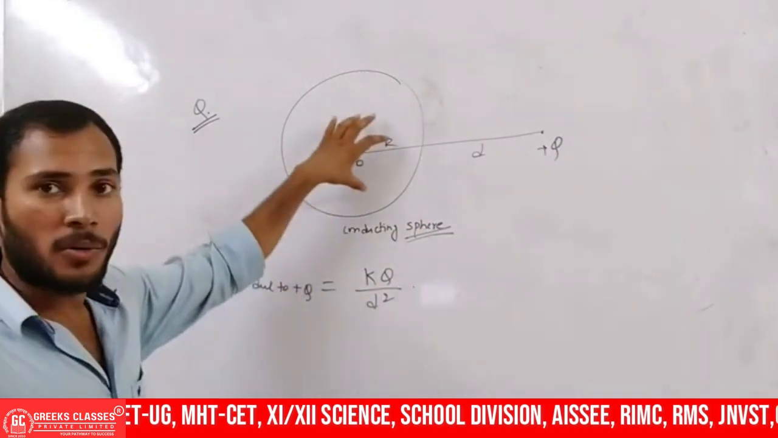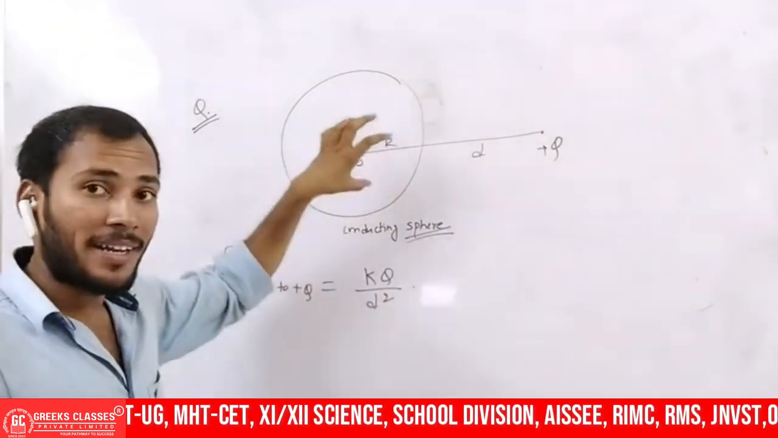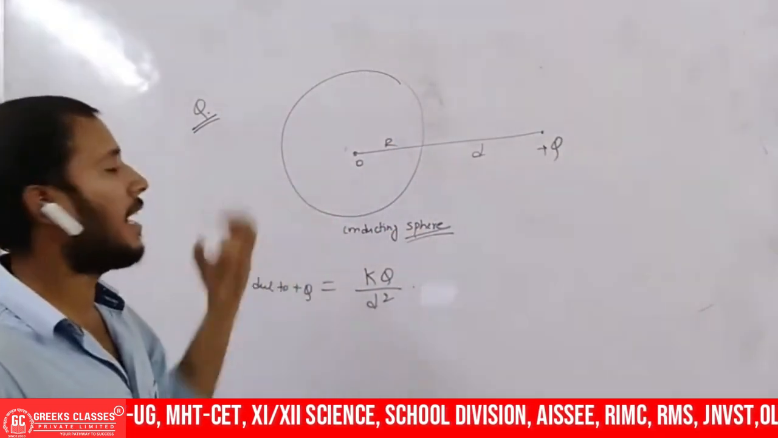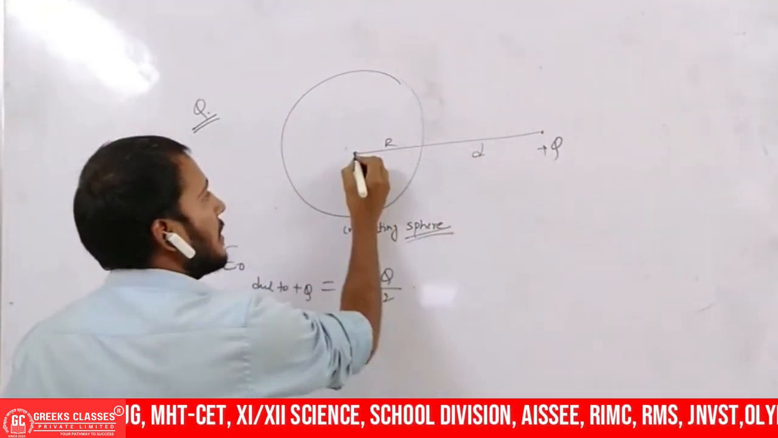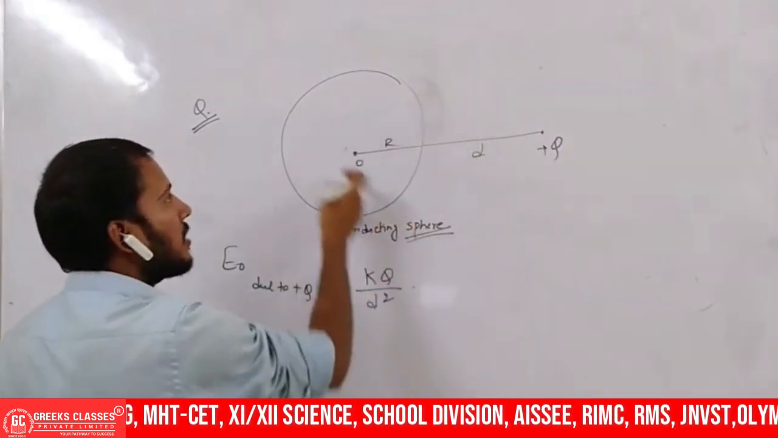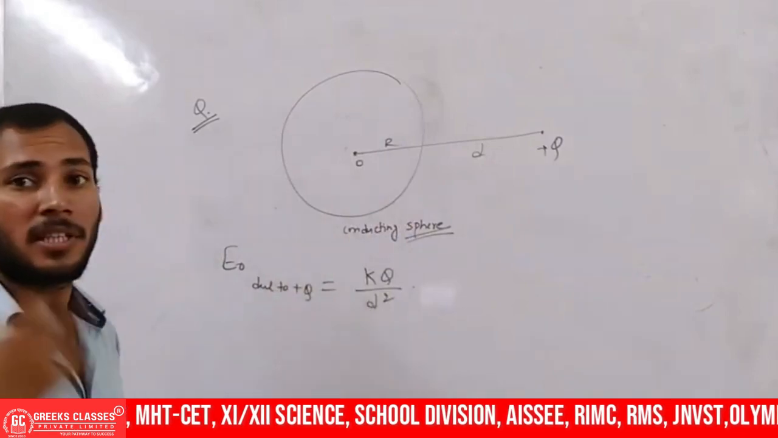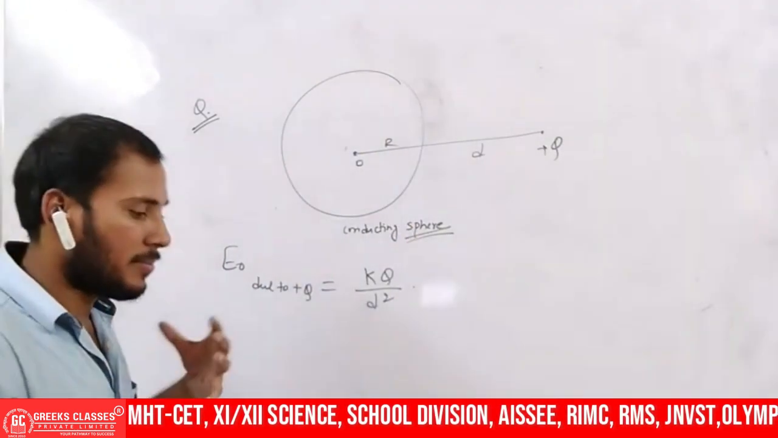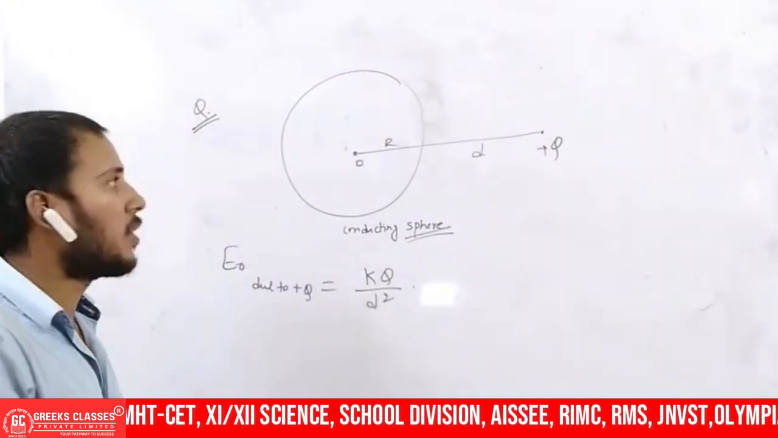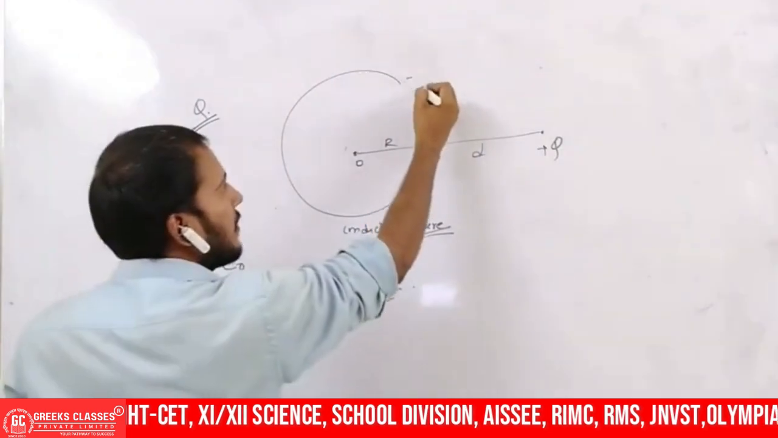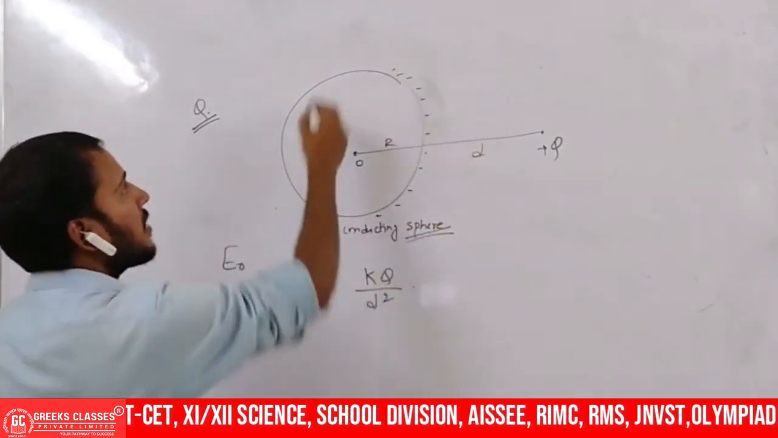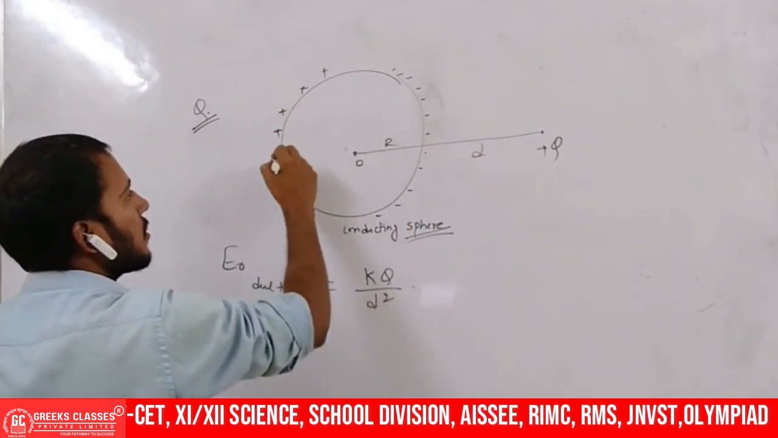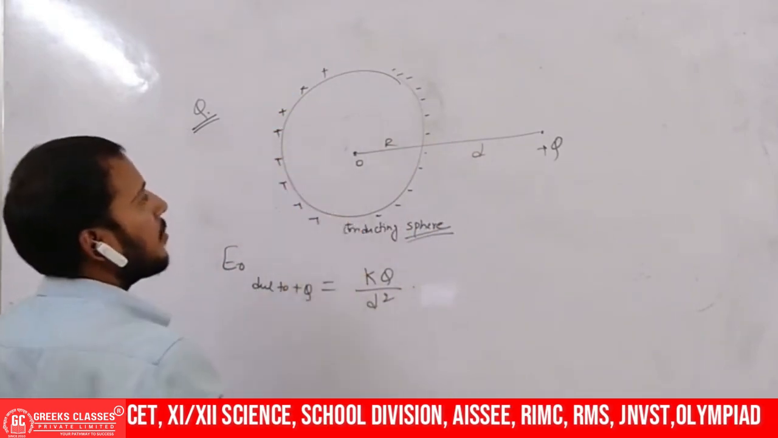Now we know there cannot exist an electric field inside a conductor. So what will happen? There will be some electrons on this surface, some on this surface. They will face some electric field, some force on them. So negative charge will come on this surface, and positive charge will come on this surface.